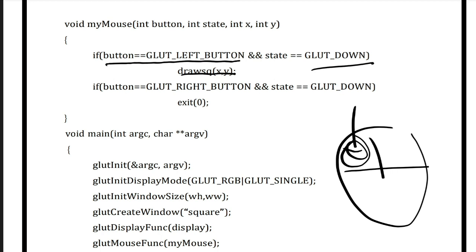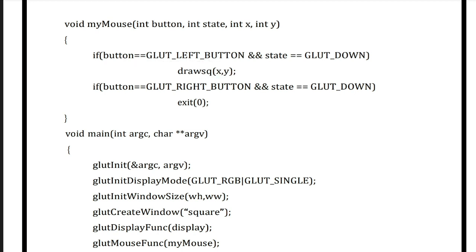If they ask you to draw a blue square, you have to define the function. Instead of draw square, you have to write glCallList box. What it will draw? A display list where the blue box is defined, right? That you have to do. And if the right button is defined for exit, you will write it as exit 0.